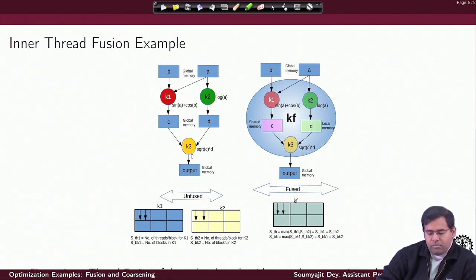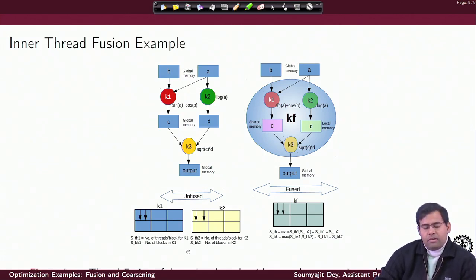So there was also dependency, which means I can start the code for K3 only when K1 and K2 both finish, right? Now the issue is, as long as I have identical number of threads per block and identical number of blocks, fusion of dependent kernels is simple in this case while considering inner thread fusion.